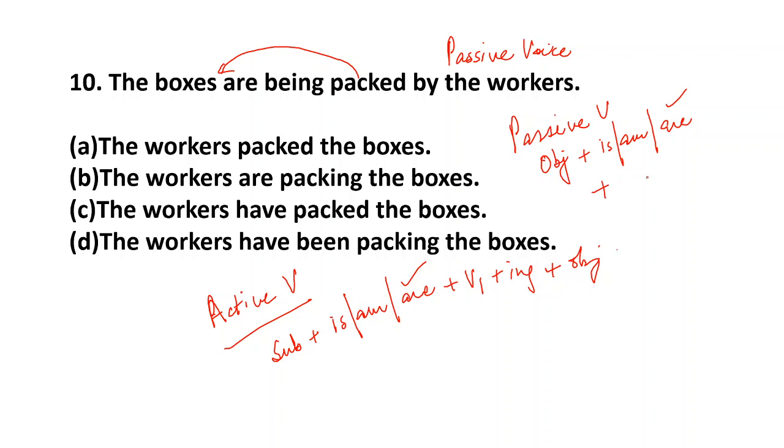Plus being you have to put. This is present continuous tense, plus V3, plus by, plus subject. So this form is the passive voice, and we have to change it into active voice. So the subject, the workers, are, here you see, pack plus ing, packing. Now this is the object, so B is the correct answer.